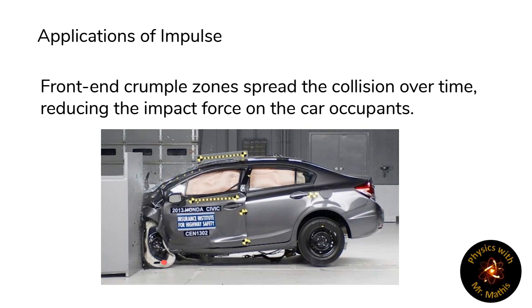Modern cars are designed with a crumple zone in the front. This is why you often see a lot of damage in relatively small collisions. The crumple zones are designed to give way in an impact, slowing the collision down and spreading it out over time so that the impact force on the car occupants becomes less.